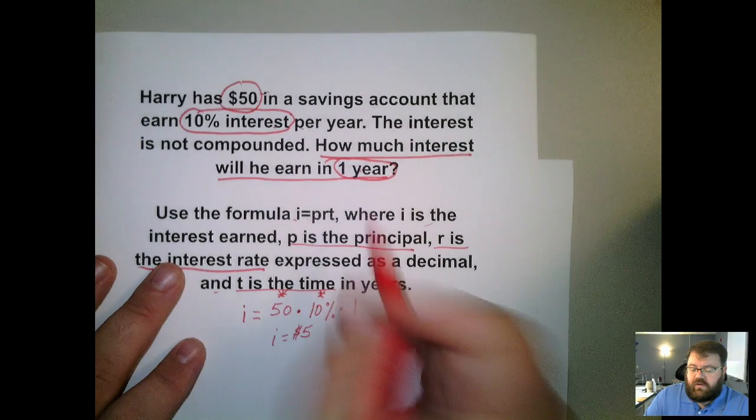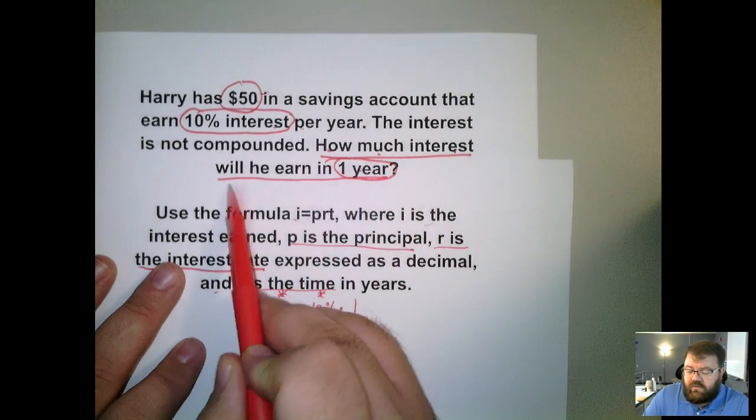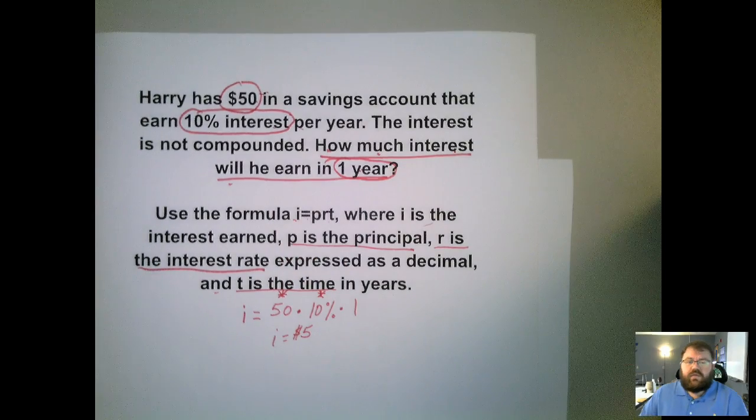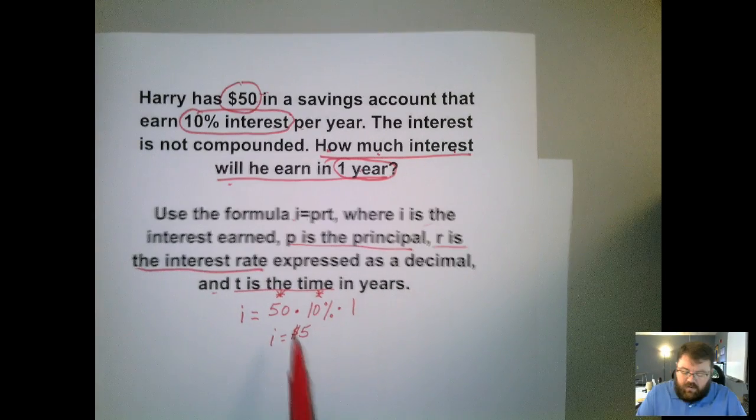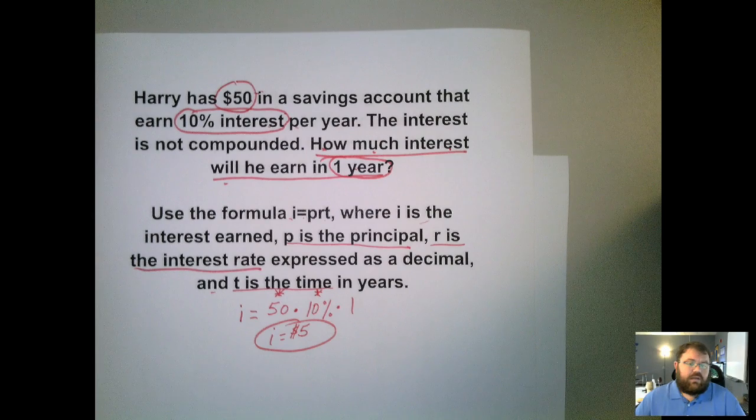Now go to your original question. How much interest will he earn? Now with this, how much interest they will earn, I don't need to add it because it's not wanting to know how much he has or what's the balance. It's just wanting to know the interest.